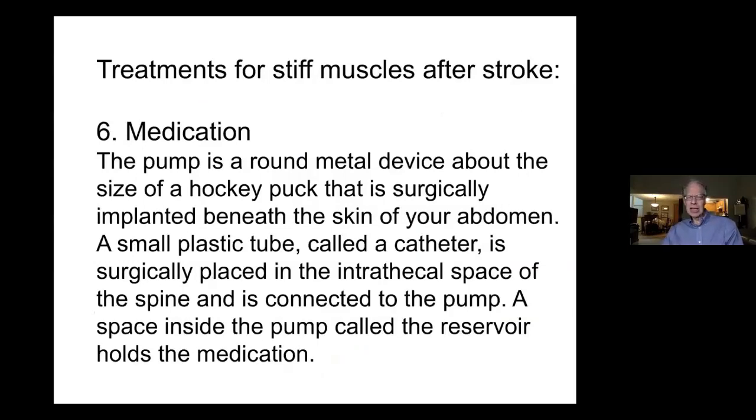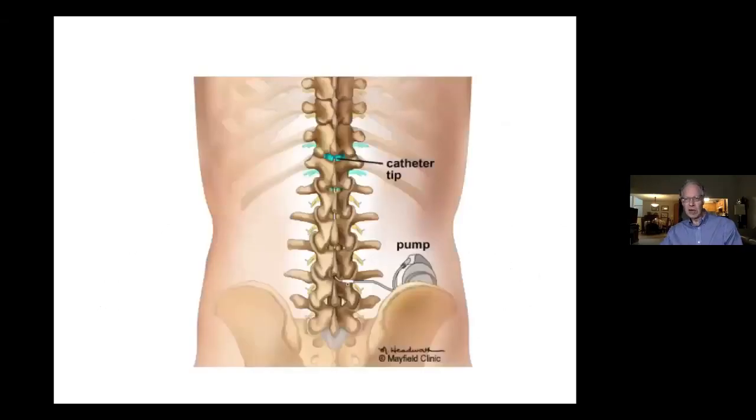Now, I mentioned a Baclofen pump. The pump is a round metal device about the size of a hockey puck. It's surgically implanted beneath the skin of your abdomen and has a small plastic tube called a catheter that's surgically placed in the intrathecal space of your spine and connected to the pump. There's a reservoir in the pump that contains the medication. And in the lower right, you can see the pump, and you've got a catheter that goes into your spinal column to administer that into the cerebrospinal fluid.